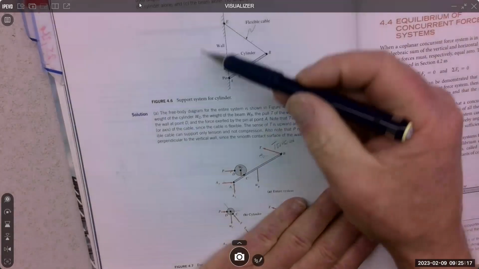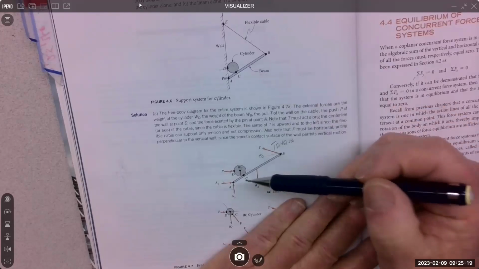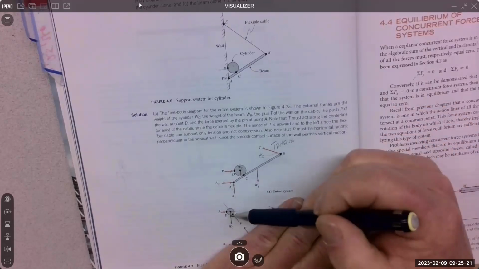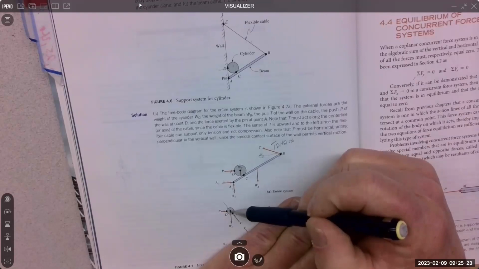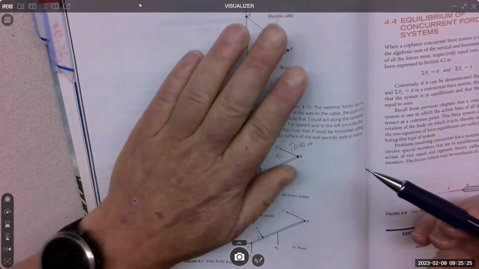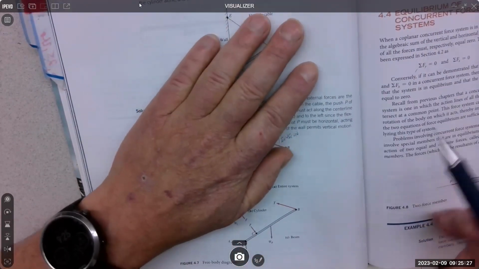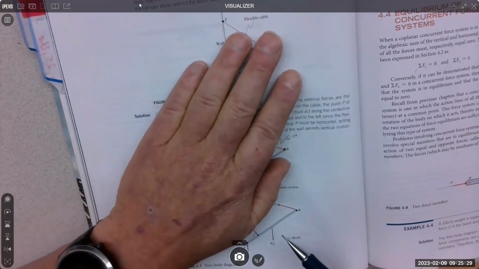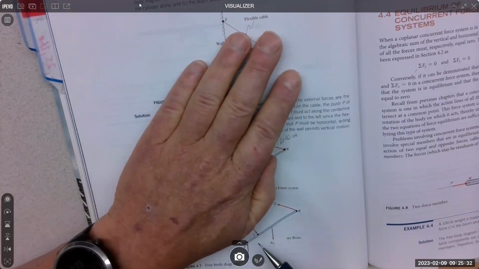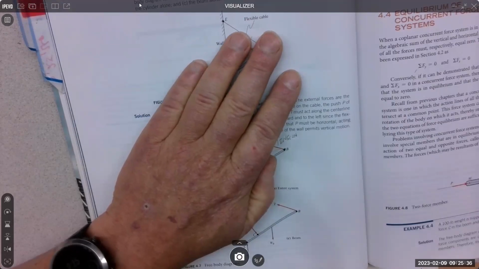If this whole thing is in equilibrium, then every part is in equilibrium. That's an equilibrium, right? Or this is in equilibrium, the beam. So these free body diagrams can stand alone all by themselves and be in equilibrium.